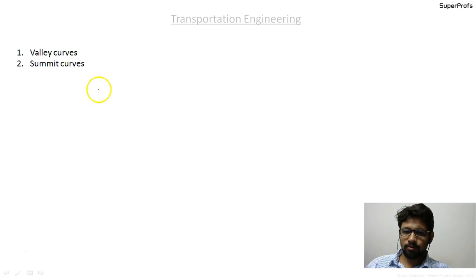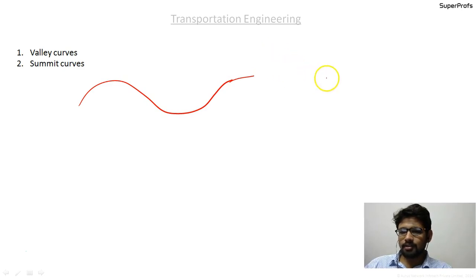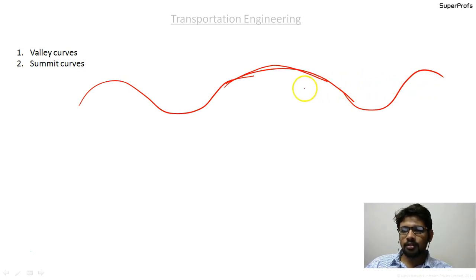So valley curve, as the name suggests, will be of this kind. Suppose there is a road like this, and the road is going down like this. It is a valley curve. There is a valley, and which is known as valley curve. And the summit curve, in the same road, I'd say that this one is the summit curve. Again a valley curve, a summit curve. So valley curve and the summit curve, these are the two types of the vertical curves.